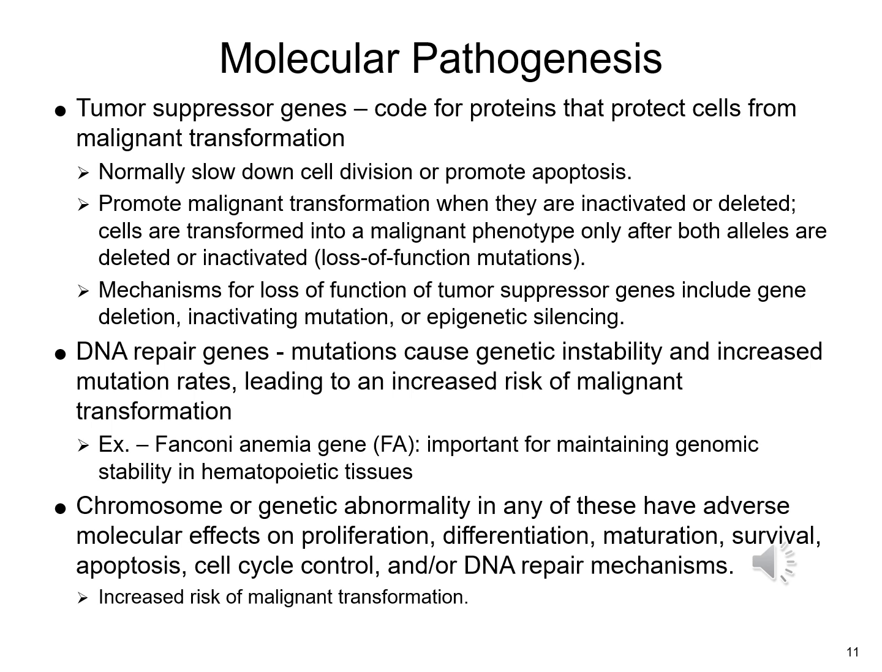So just as a reminder, if there's any sort of chromosome or genetic abnormality in any of these that we've just discussed, then they're going to have an adverse molecular effect on the proliferation, differentiation, maturation, survival, apoptosis, cell cycle control, and or DNA repair mechanisms, which is going to mean that there is an increased risk of some sort of malignant transformation.